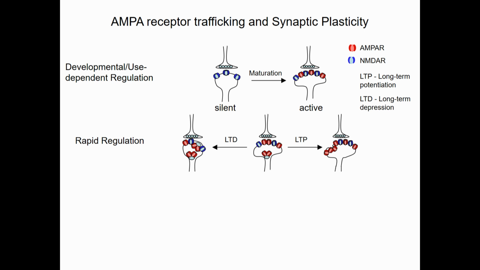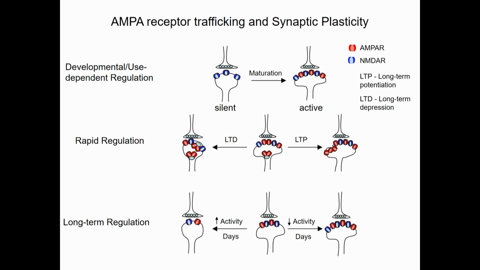There are rapid phases of plasticity involving the rapid internalization of these receptors or exocytosis of these receptors, and that yields a depression or potentiation of that synapse respectively. So indeed, you can almost think of the number of these receptors on the synapse as a correlate of the synaptic strength of that synapse.